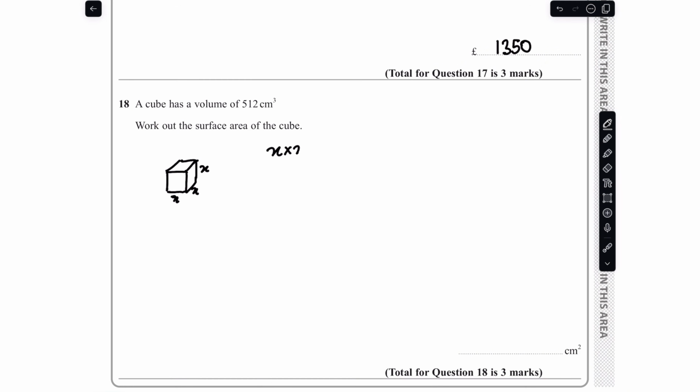So in other words, x times x times x equals 512. So x cubed equals 512. So to obtain the value of x, I need to take the cube root of 512. And when you put that into your calculator, that gives you 8.